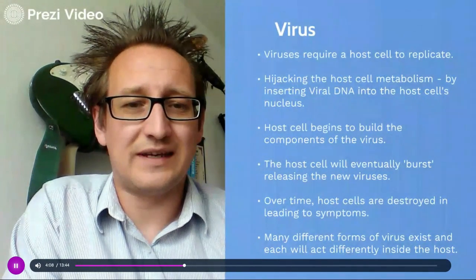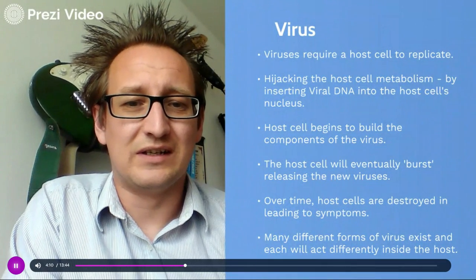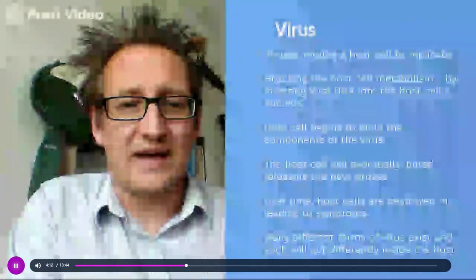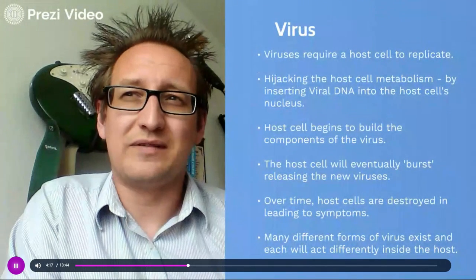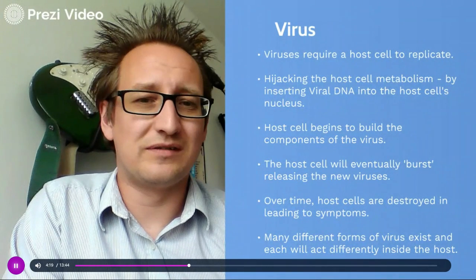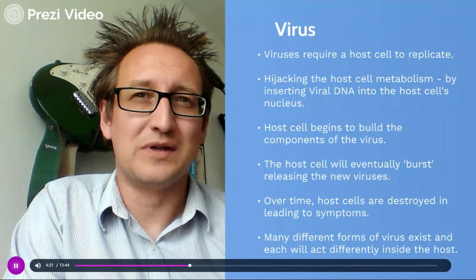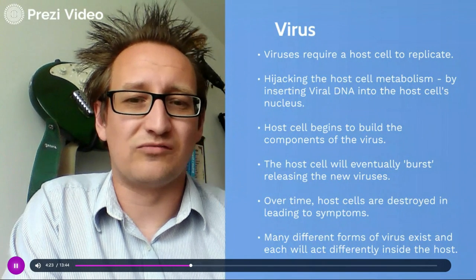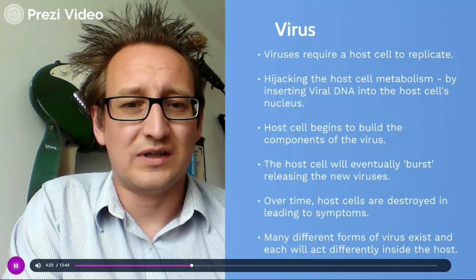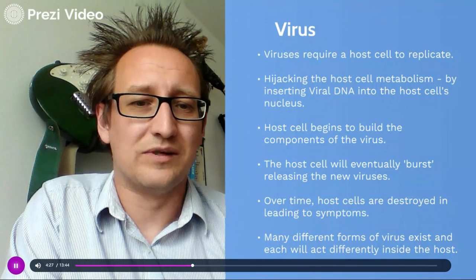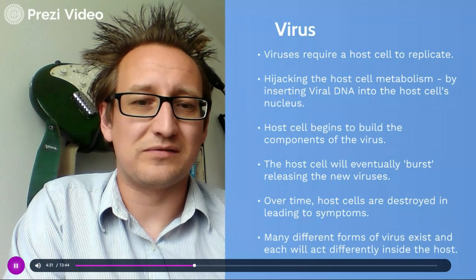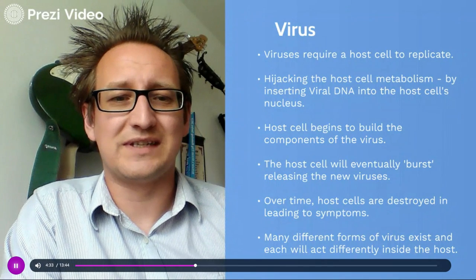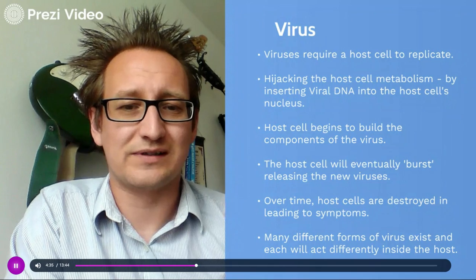Viruses, these are what we essentially understand as pathogens that require a host to replicate. So the pathogen that we're talking about here is not able to divide by asexual reproduction or binary fission. They have to hijack a host cell to create new viral particles. And they do this by inserting their genetic material into the host cell's nucleus.